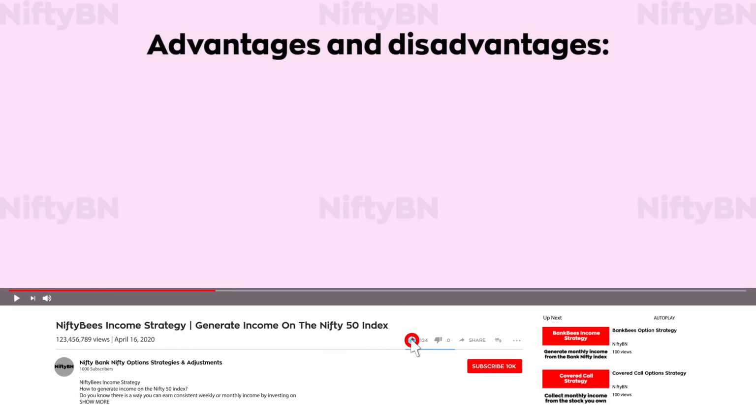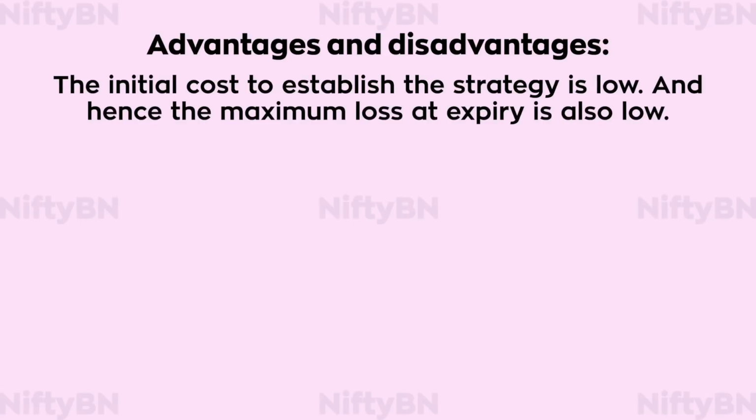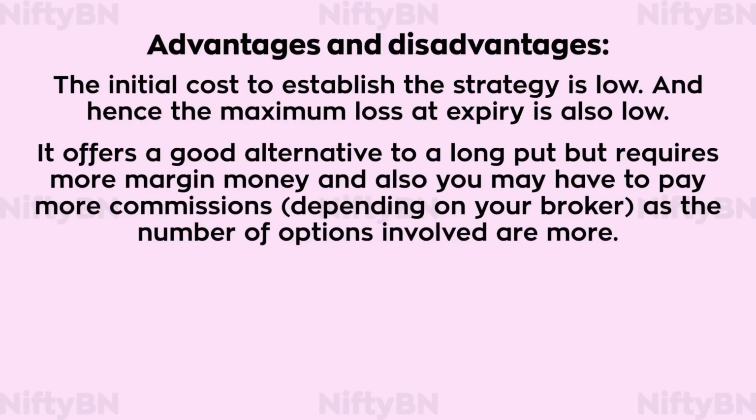Let's look at some pros and cons of the Christmas tree butterfly strategy. The initial cost to establish the strategy is low, and hence the maximum loss at expiry is also low. It offers a good alternative to a long put, but requires more margin money, and also you may have to pay more commissions as the number of options involved are more.